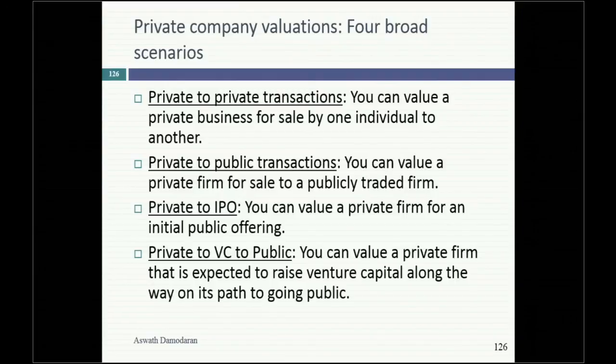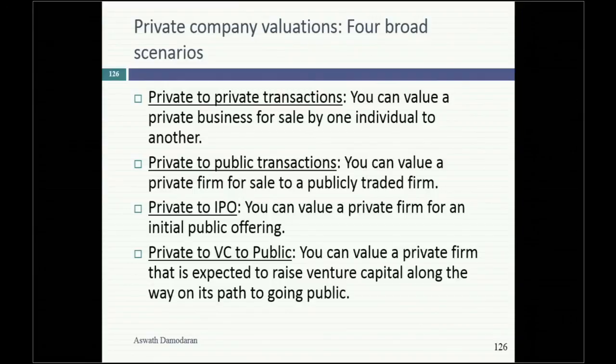And with private company valuations, broadly speaking, there are 4 different kinds of private company valuations you might have to do. One is what I call private to private transaction. One private owner selling to another private owner. One doctor selling to another doctor. Those are the trickiest valuations to do because you've got an undiversified seller selling to an undiversified buyer. Somebody's going to have their entire wealth tied up in the business. All kinds of issues. We'll talk about all the issues.